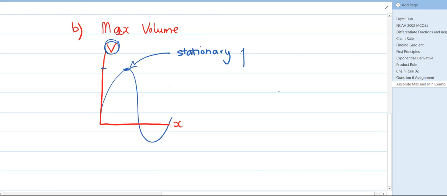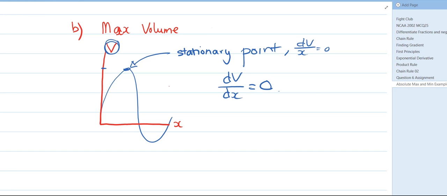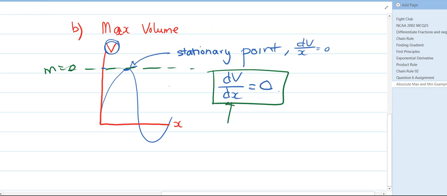Stationary point, which we know we can find by finding the derivative dv/dx, which at that stationary point has to equal 0. Why? Because at that point the gradient is 0, because it's the maximum. Remember, it's the gradient of your tangent. Now if I draw it with another color, this is my tangent line. My tangent line has a gradient of 0, and the gradient of 0 means that the derivative is 0, because this is your gradient.